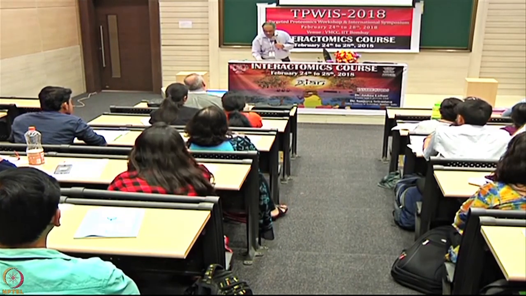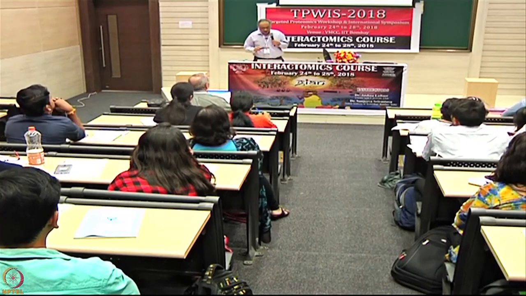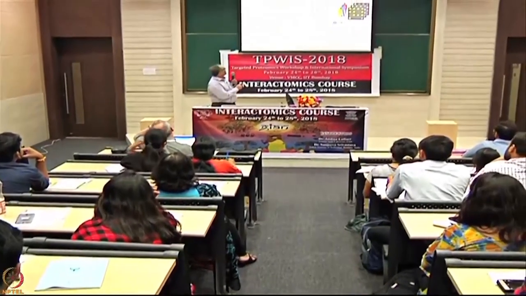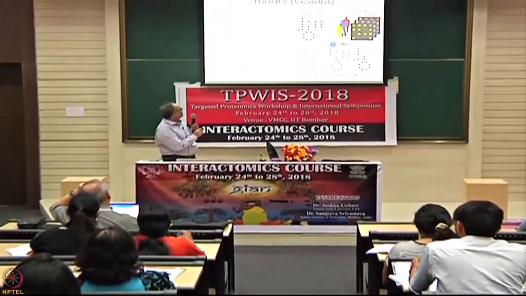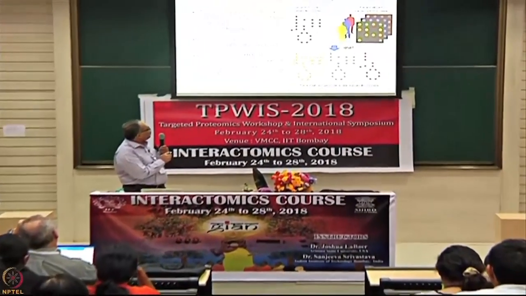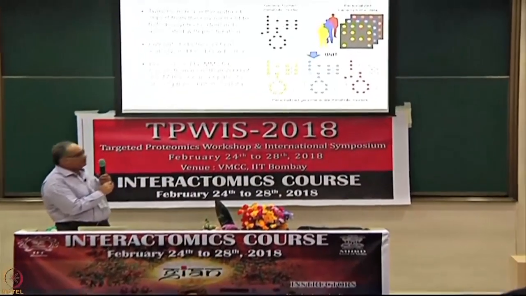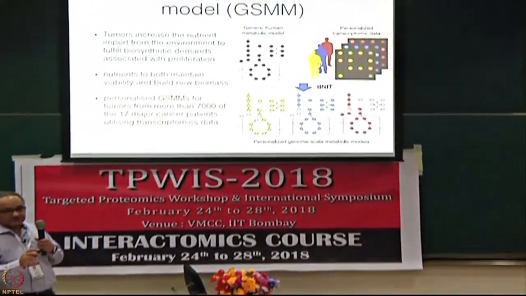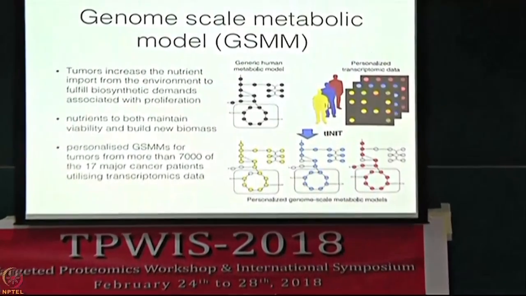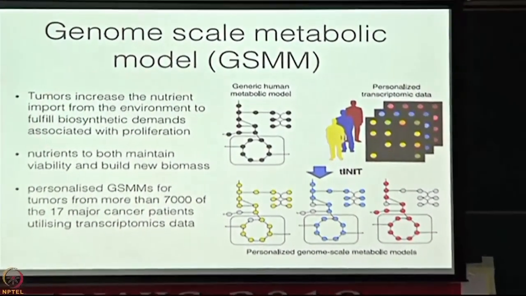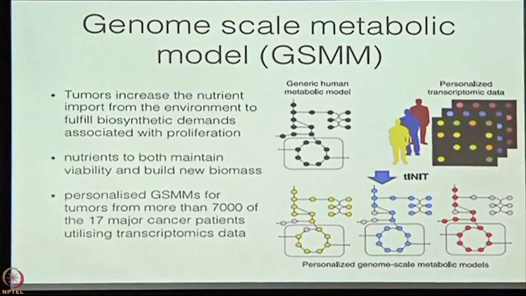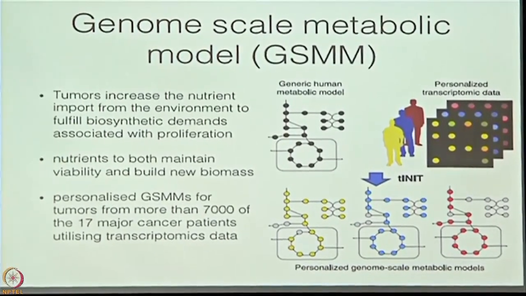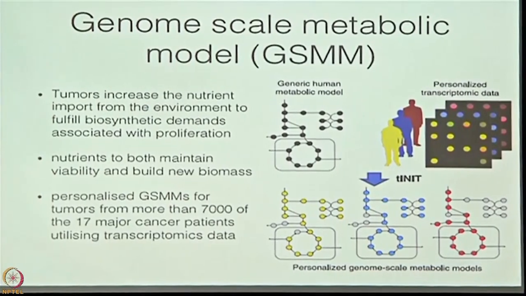Okay. So we carried out a personalized genome scale metabolic model for tumors from more than 7,000 of the 17 major cancer patients. And we expected something different because cancer cells pull in more nutrients from the surroundings and they build up more biomass.